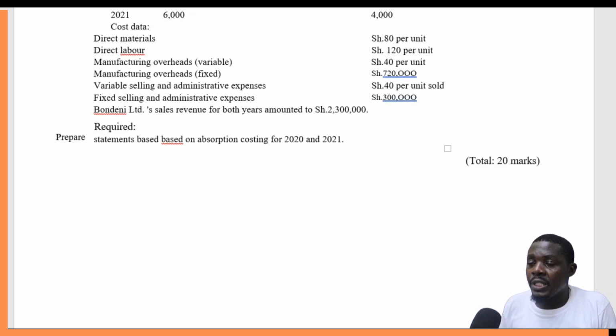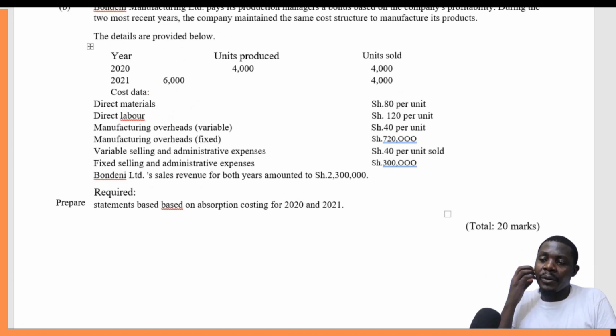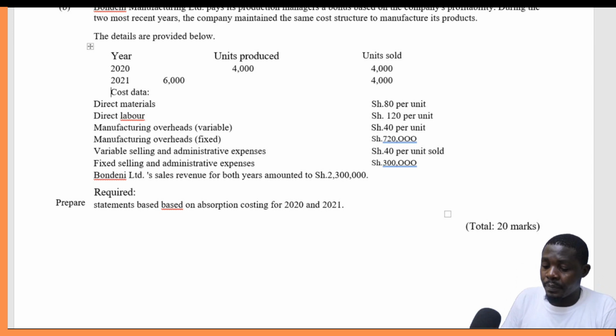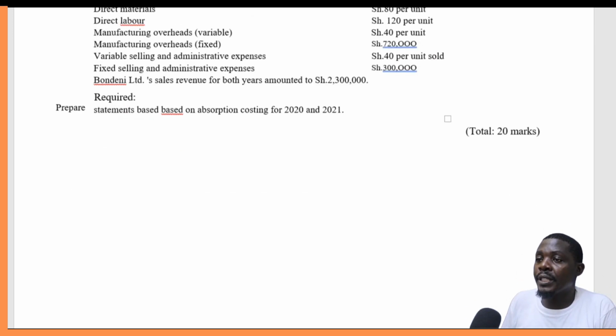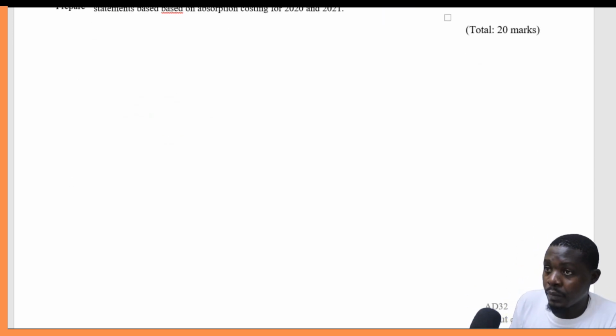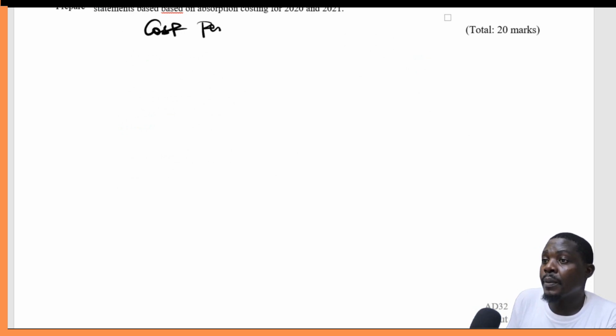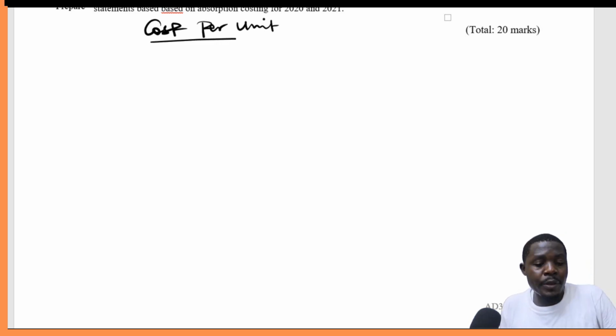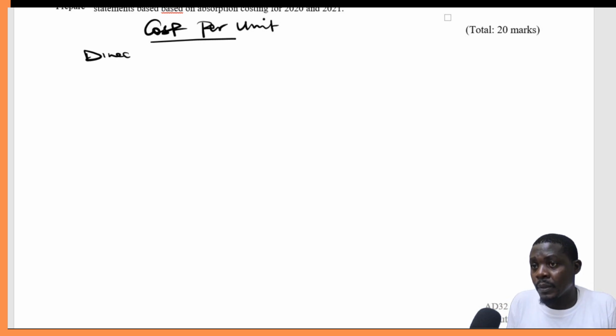Now, the first thing we are going to establish is the cost per unit. The cost per unit, we are just going to say that we have direct material.